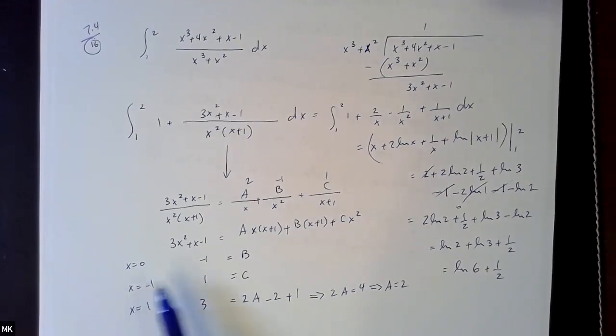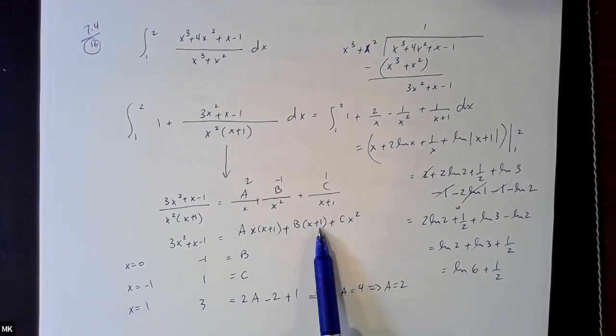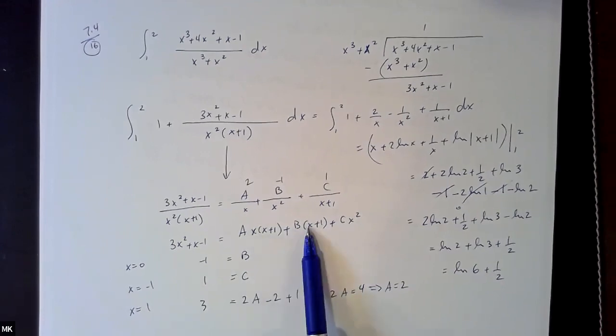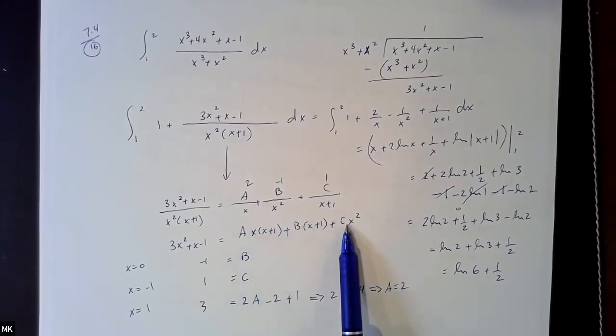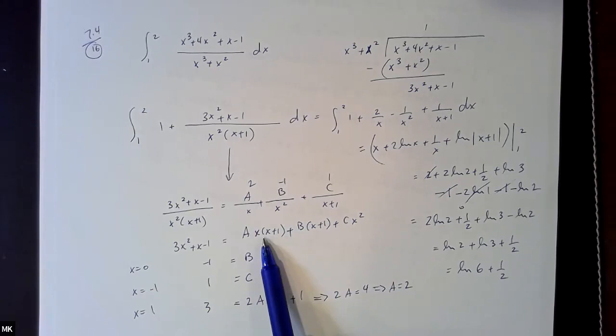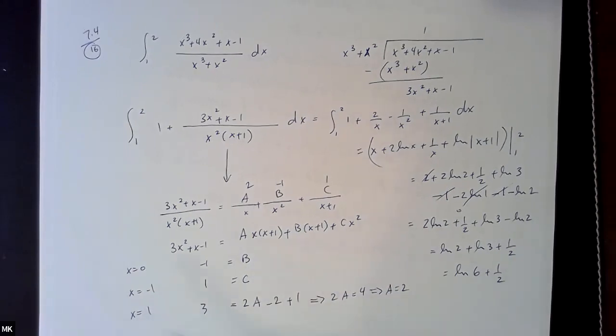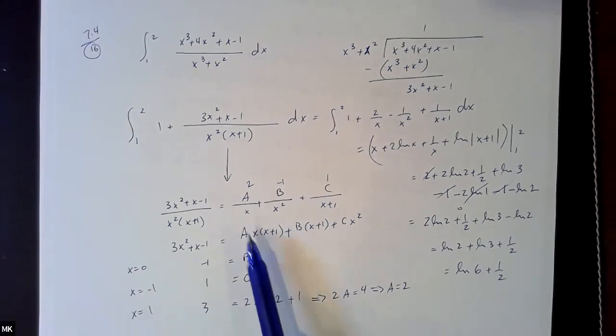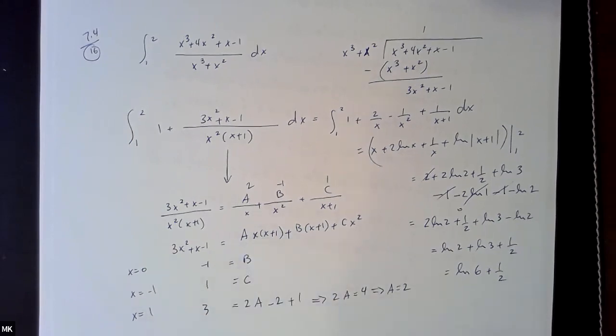I picked 0 and negative 1 because negative 1 would make these 0, and 0 would make these 0. But nothing made these 0 and not this part 0. So I just picked another number. I already know my B and C, so picking another number helps me find A. And why did I choose 1? Because 1 is easy to plug in. If 0 wasn't already used, I would definitely use 0. 0 would be easy to plug into.